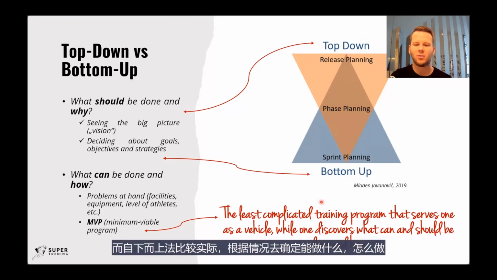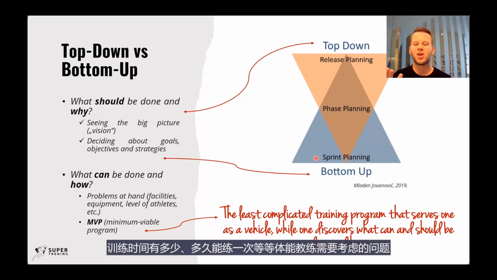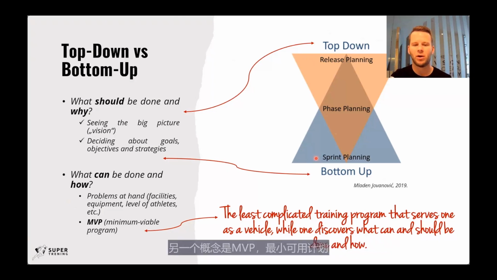On the other hand, we have bottom-up planning, where we think a little bit more pragmatically about what can be done and how. We're faced with the problems that we have. Those include the facilities we're working in, the equipment we have available, the level of athletes, what they can and cannot do, how much time we have, how often, and things like that. What is the understanding of the head coach for strength and conditioning work, and so on.